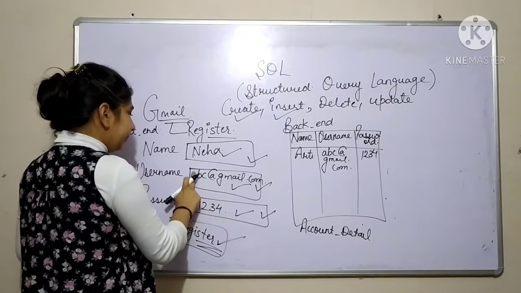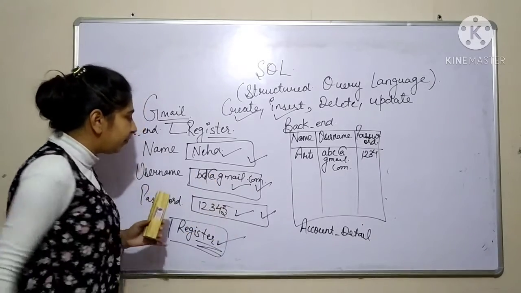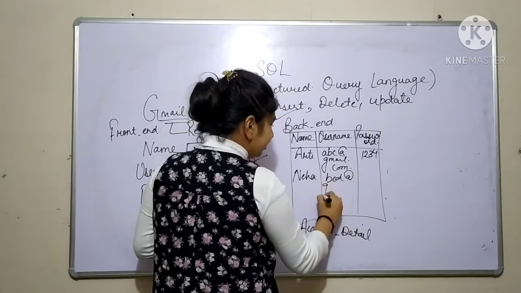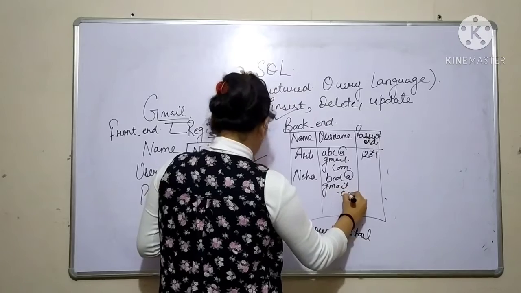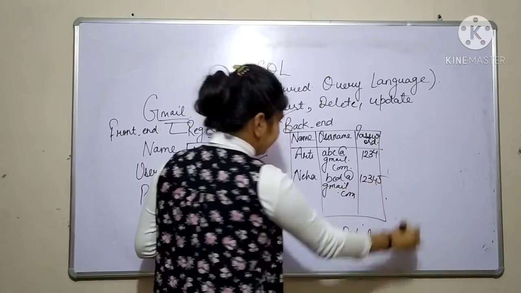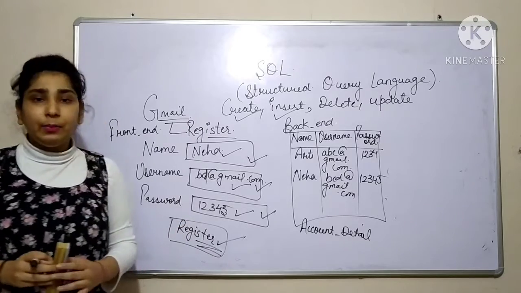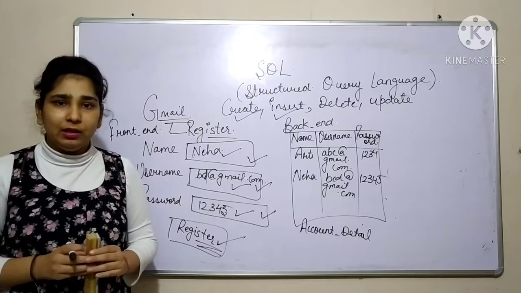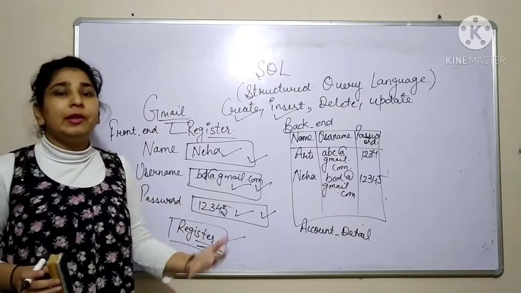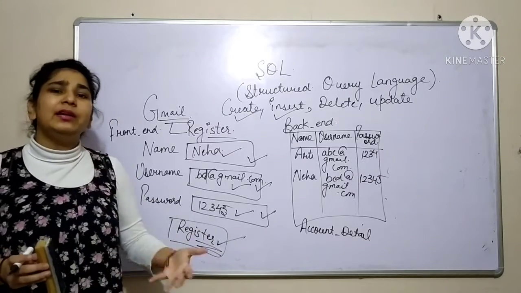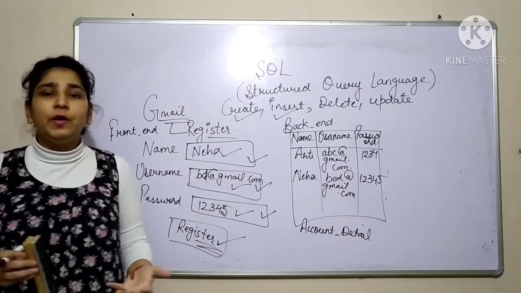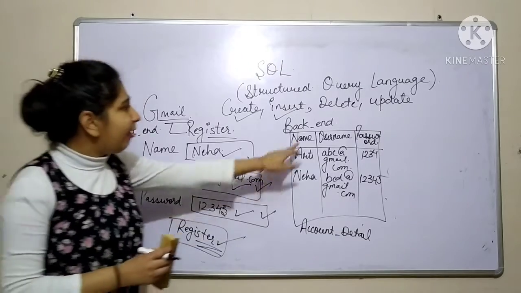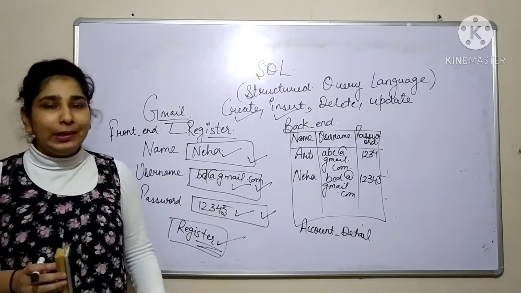Neha, bcd@gmail.com, and we have 12345. Okay. So now what I want to do: whenever you make your account on Gmail, it is not that your account is going to remain forever. Many users delete their accounts. So whenever we have to delete our data from the database, we have to use the delete SQL query.